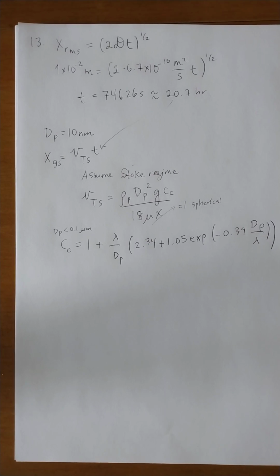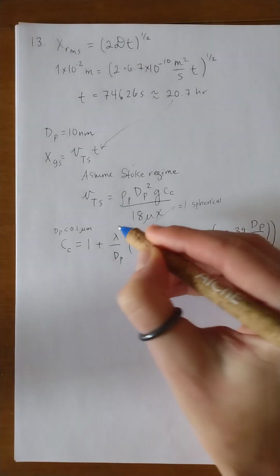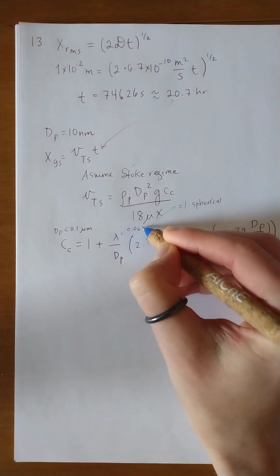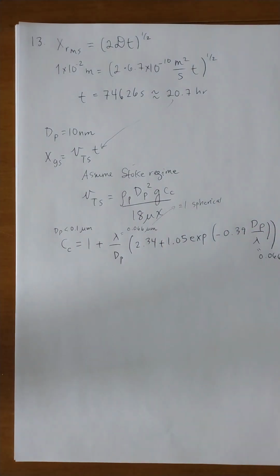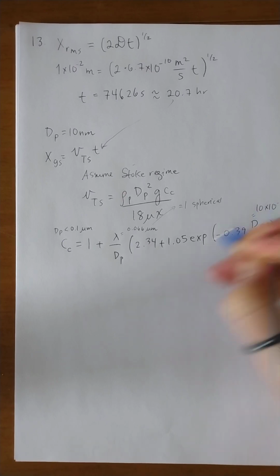And since we're looking at this 10 nanometer particle in air, and air at standard conditions, then we can use that mean free path of air at standard conditions that equals 0.066 microns. So be careful of our units, right? If we use this mean free path in microns, then we're going to need to use the diameter of our particle also in microns. 10 nanometers is 10 times 10 to the minus 3 microns.